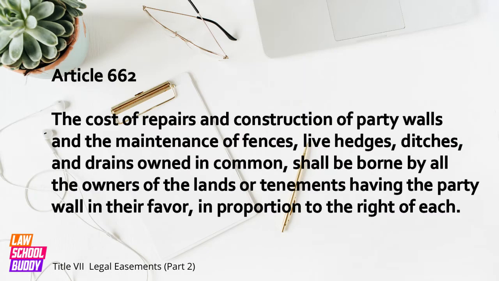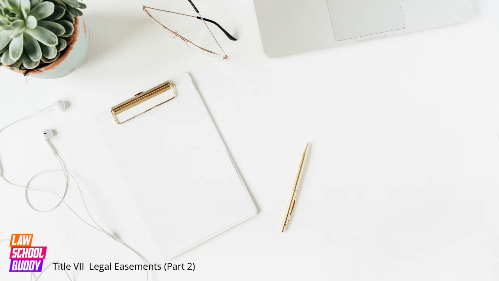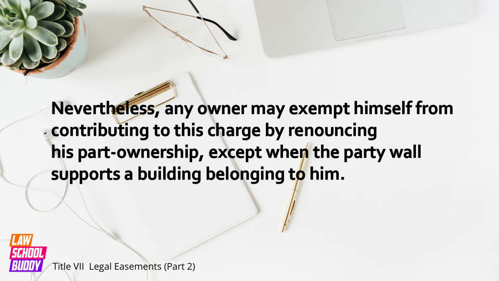Article 662. The cost of repairs and construction of party walls, and the maintenance of fences, live hedges, ditches, and drains owned in common, shall be borne by all the owners of the lands or tenements, having the party wall in their favor, in proportion to the right of each. Nevertheless, any owner may exempt himself from contributing to this charge by renouncing his part ownership, except when the party wall supports a building belonging to him.